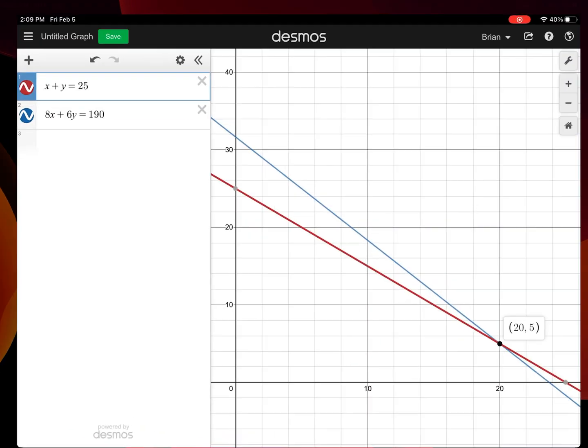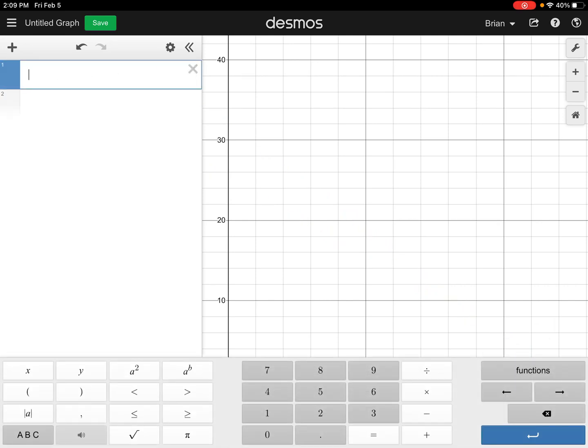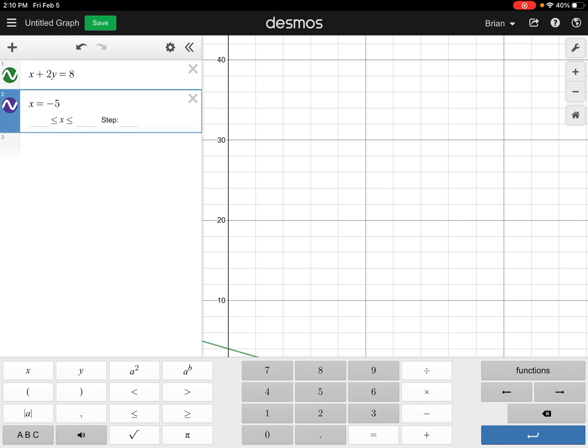So let's go into Desmos. And this is what I recommend that you do every time you do problems like this, and check your answers. So x plus 2y equals 8 was our, that didn't turn out, did it? Let's try that again. So x plus 2y equals 8. All right, that was our first equation. And then the second equation was x equals -5. Yeah, that works.